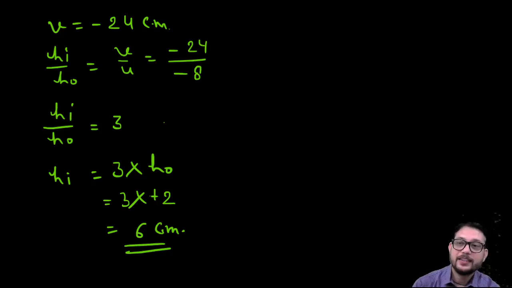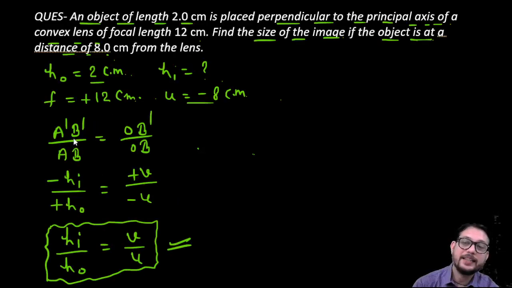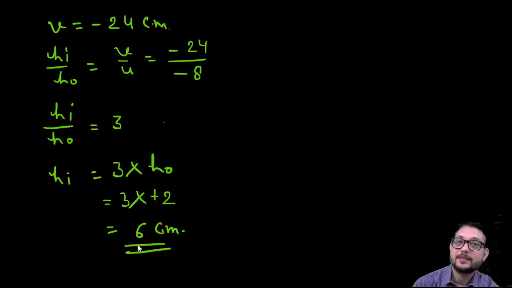But if we put only hi and ho, then we get the answer as minus 6 centimeters. So your final answer is minus 6 centimeters with sign convention, and 6 centimeters without sign convention. I hope and believe that this question is now clear to all of you, and we will continue this journey for you.